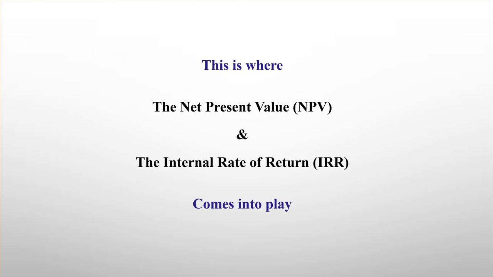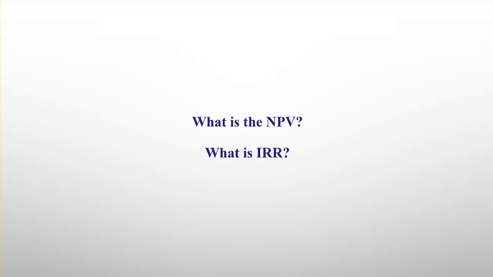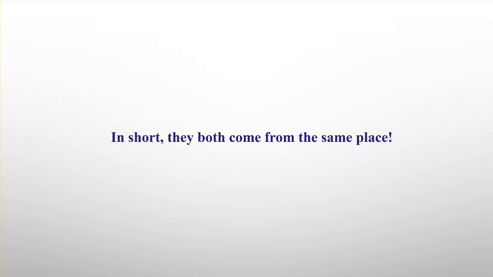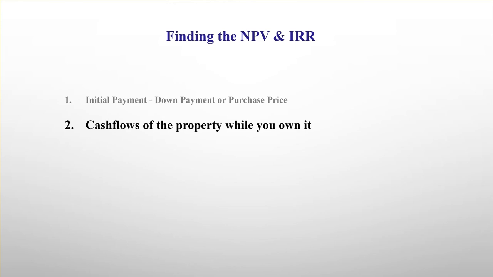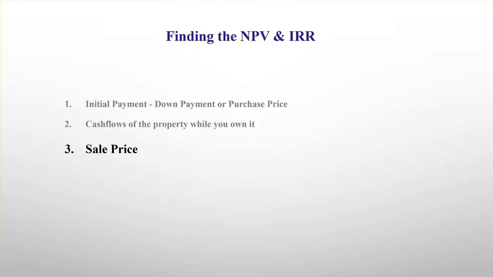And this is where the net present value, abbreviated as NPV, and the internal rate of return, abbreviated as IRR, come into play. So the question is, what is the NPV? What is the IRR? One thing for sure is they're both derived from the same place, and you need three things to find them. Number one, you will need the initial down payment, or the purchase price if you are buying it cash. Number two, you will need the cash flows of the property, such as rental incomes. And finally, number three, you will need the sale price.